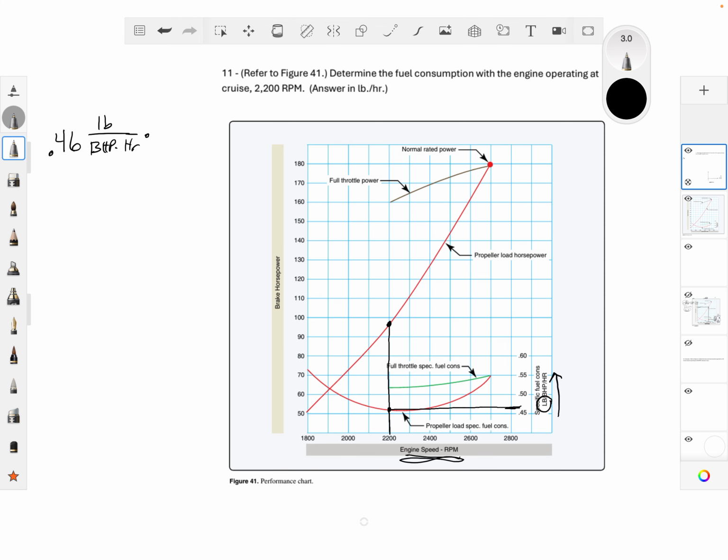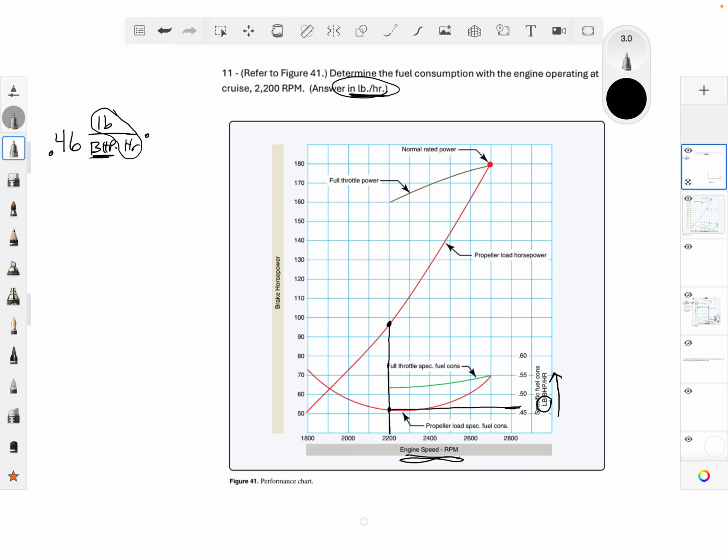So that being said, we want our answer to be in pounds per hour. What we're trying to figure out is how many pounds of fuel we're burning per hour. So in this case, I will want to keep hours in pounds. The only thing I'm going to need to get rid of is the brake horsepower. So in this problem, the only thing I need to multiply by is brake horsepower.